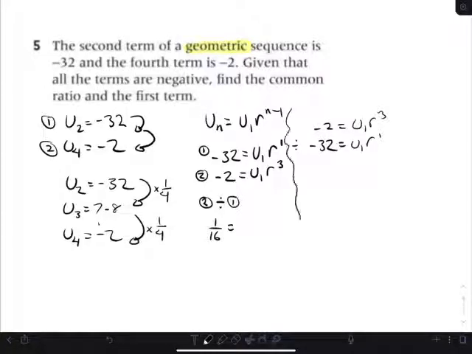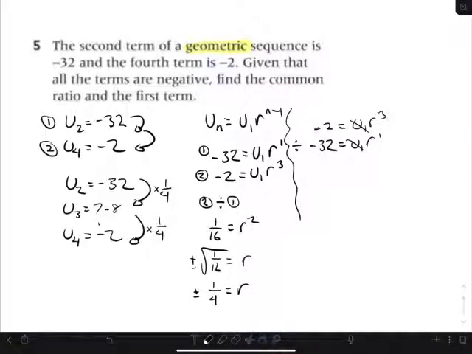So this is a little aside here. So negative 2 divided by negative 32 is 1 over 16, and U1 r cubed divided by U1 r to the 1, well, U1, they cancel out, and r cubed divided by r to the 1 is equal to r squared, right? Because you subtract the exponents when you divide. So you get this. So then you go and you solve for r. Now remember, when you take a square root, you get a plus minus. So the actual answer would be plus minus 1/4.